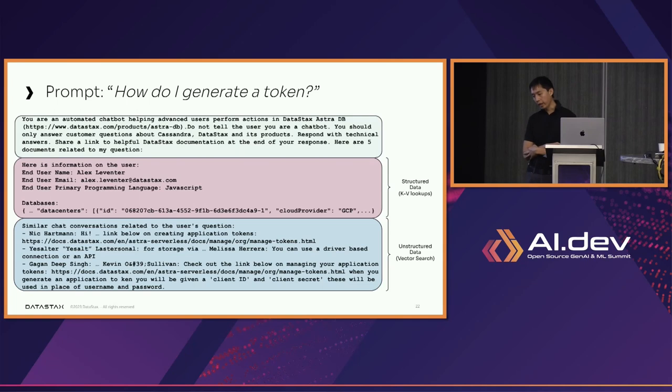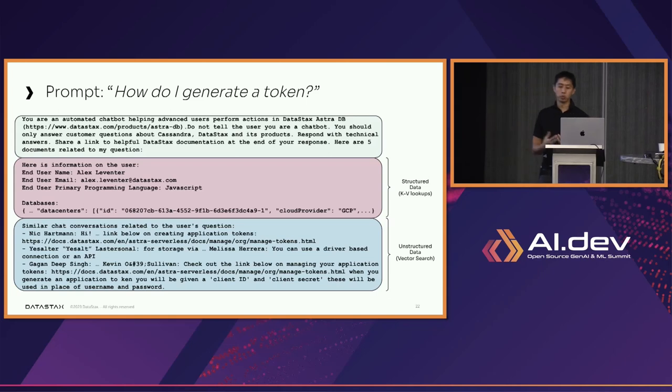And so the anatomy of a prompt looks something like this. Let's say you have a query, like, how do I generate a token on Cassandra? In order to create a prompt that is relevant to the user, the first thing you would have is what they call directives. So for example, you're an automated chatbot. This portion already constrains what the LLM would give in terms of answers, so it helps improve the performance that way.